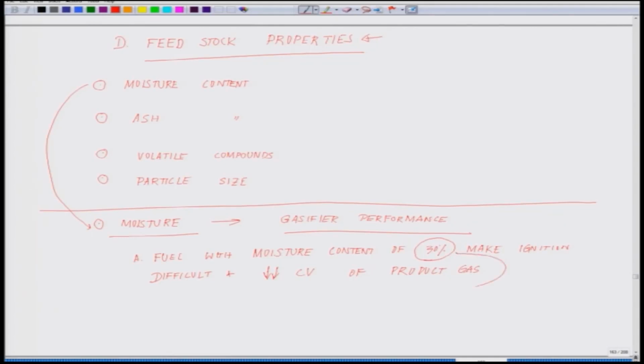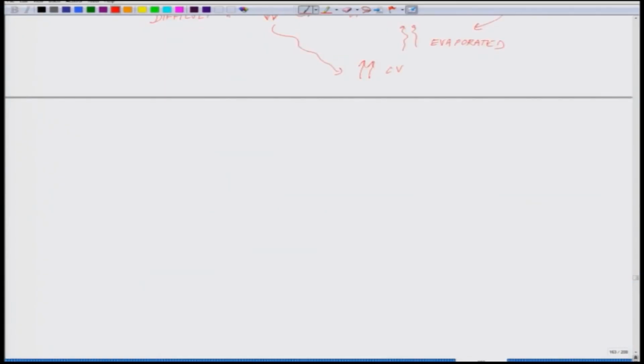So, that essentially brings us to the point that this needs to be evaporated out in order to raise the calorific value. You are seeing that all these things are linked to each other, like you cannot do one thing by missing out on another. The second aspect that is important is that if you have a higher moisture content, it will lead to a lower temperature in the oxidation zone.